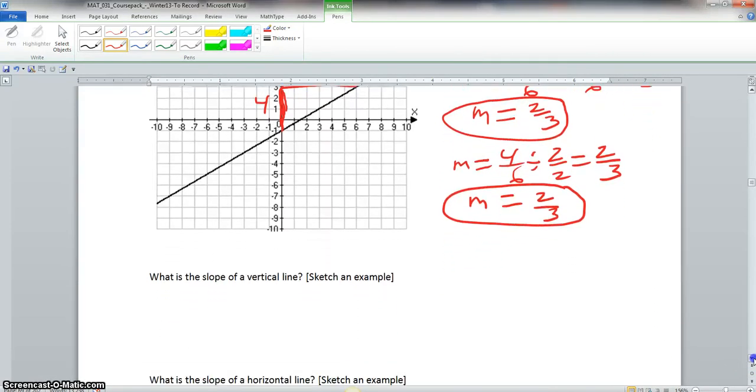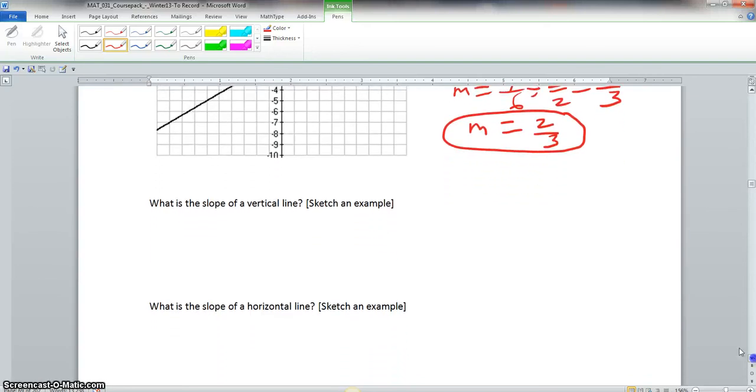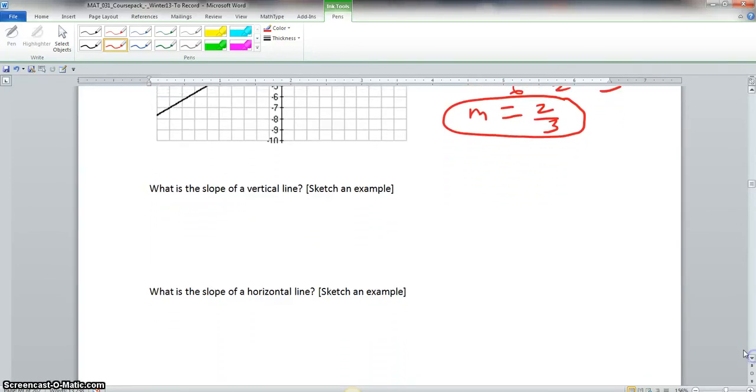So now it says, what is the slope of a vertical line? Now remember, a vertical line goes straight up and down. Now whenever you deal with a vertical line, I'm just going to draw a quick representation here. Just a little sketch. So we drew a vertical line here. That means your x values will always be the same no matter what your y values are. So your slope is undefined.